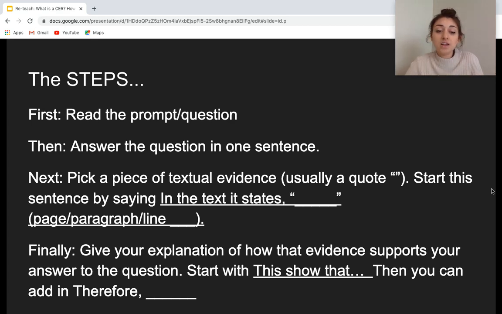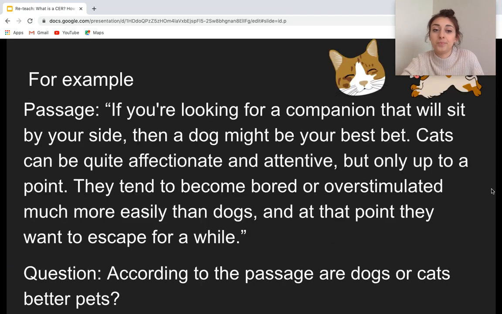And then finally, you want to give your explanation of how that evidence supports the answer to the question. You want to start this with, this shows that, and then give your answer there. And then you want to add in therefore, and then prove that claim for the last time. Now, this is really all to just prove that that claim was correct. You want to show the reader that you know what you're talking about.